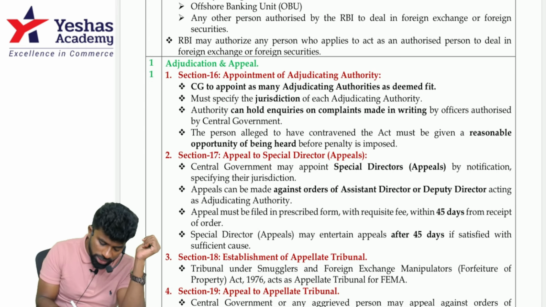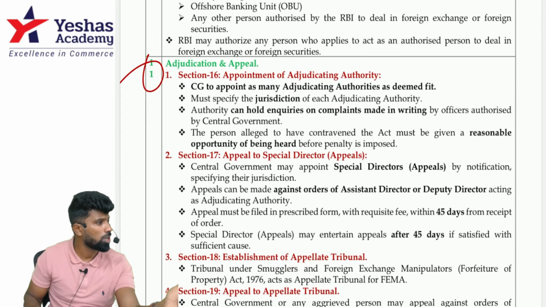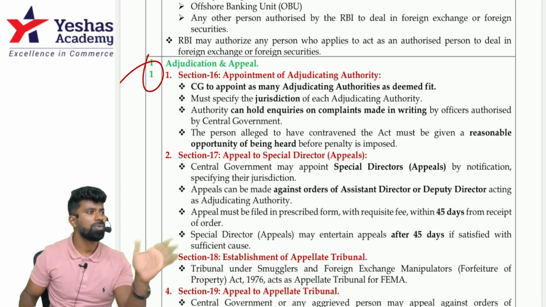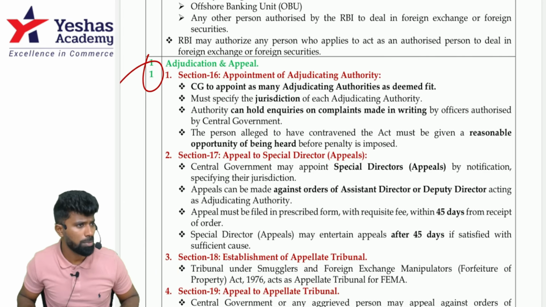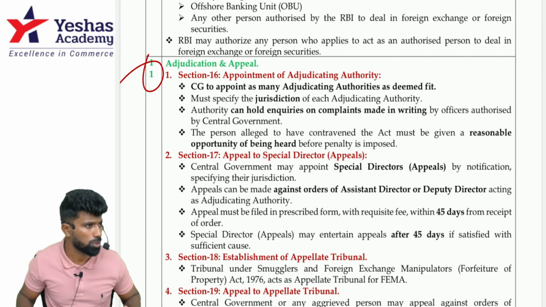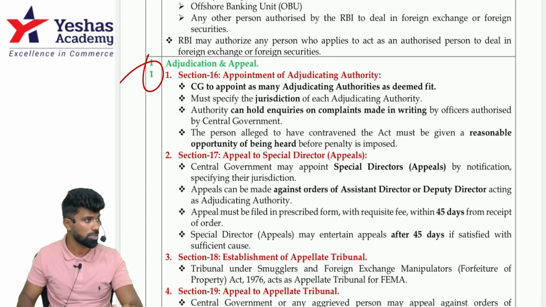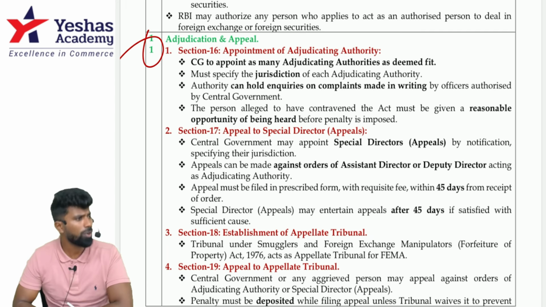Next one, adjudication and appeal. These are procedural aspects, based on which they might ask questions in the examination. If they ask, it is very easy to score. We have already covered all the difficult topics. Done. Let's see, what is adjudication?